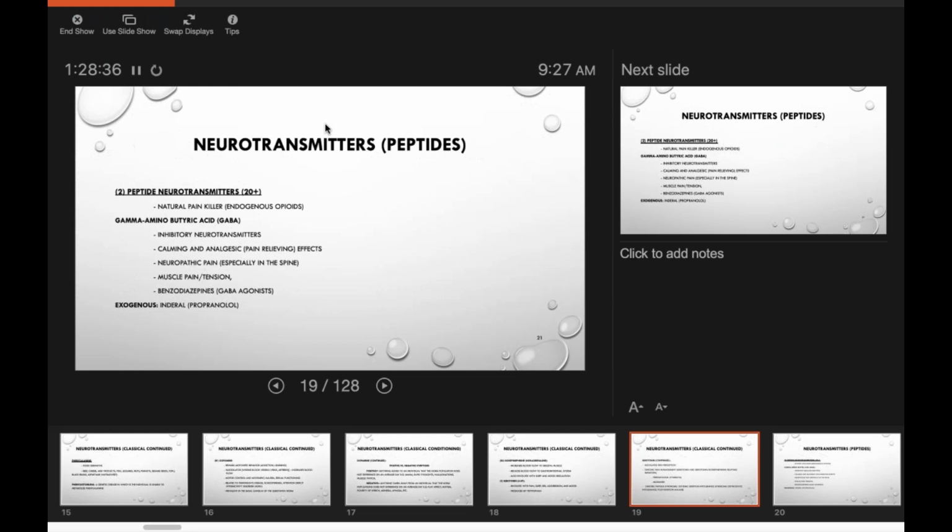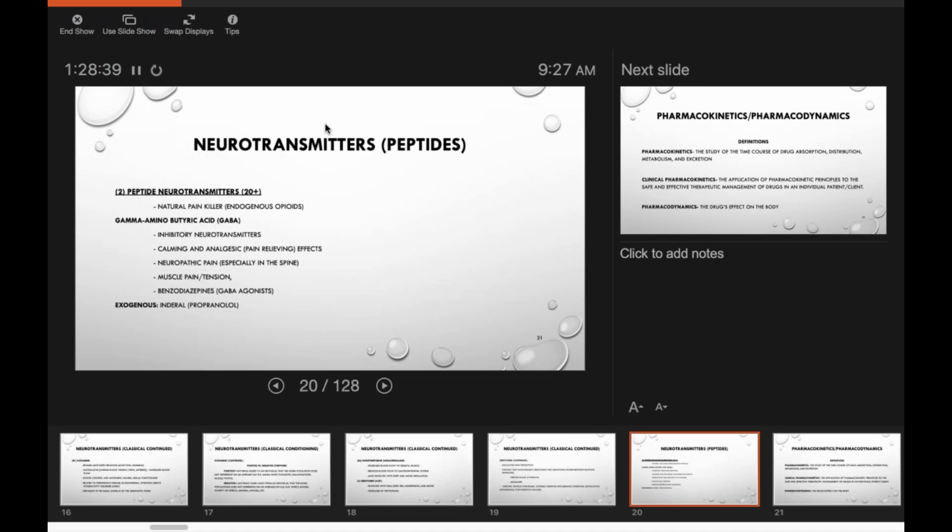Now, that is the end of our classical neurotransmitters. I'm going to talk about peptide neurotransmitters very quickly, and then we'll take our first break. So peptide neurotransmitters, there's over 20 of them. These are our natural painkillers. We call them endogenous opioids because we create these opioids ourselves. Now, GABA, or gamma aminobutyric acid, is one that we create that is inhibitory.